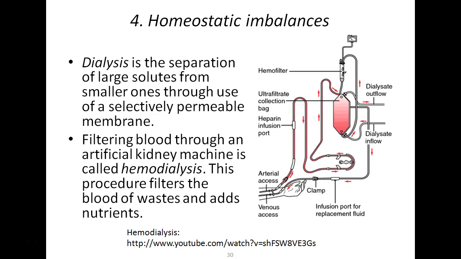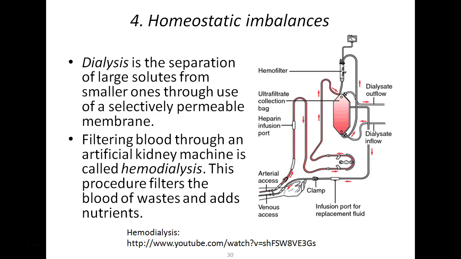Lastly, we turn our attention in this study of the urinary system to homeostatic imbalances. And you might recall that in lab class we are working with dialysis tubing. And so that tubing is a semi-permeable membrane. Well, here we see the process of dialysis. And dialysis is an artificial way to have the kidneys work, so to speak. Dialysis is the separation of large solutes from smaller ones through the use of a selectively permeable membrane. In other words, that dialysis tubing.